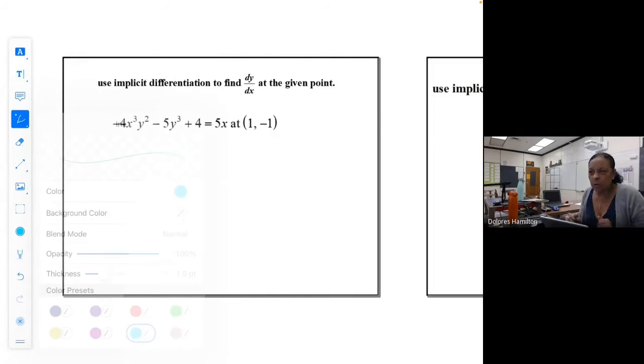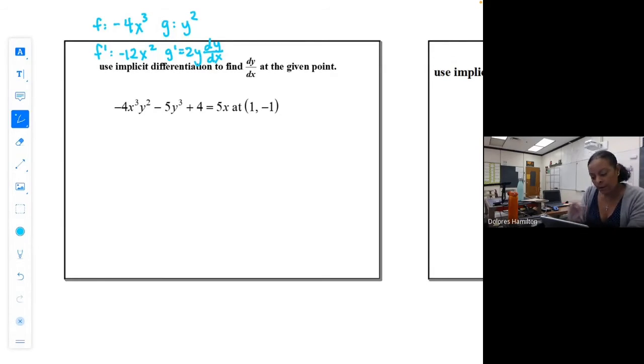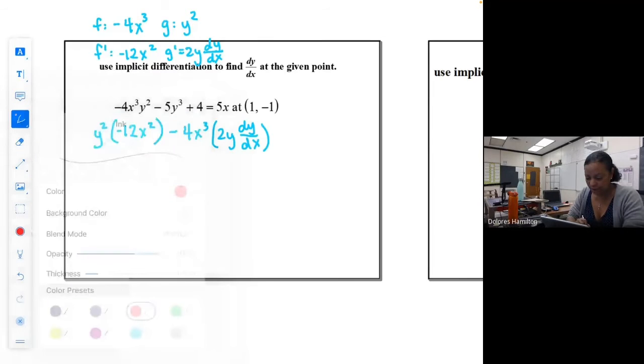So let's just do a couple more examples of this. So here we're going to find dy/dx at that given point, (1, -1). So I'm going to just work through my product rule for the first one. So we've got that, and now if we're plugging in our product rule, we end up with that. That's our g f prime plus f, which is -4x cubed g prime. And then we keep going.